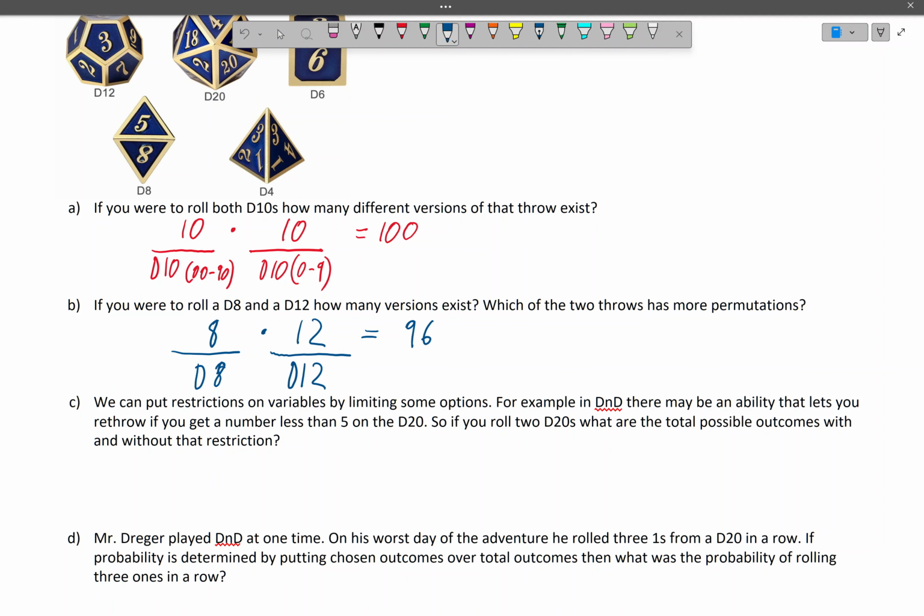So, which version had more options? Well, 10 times 10 was bigger than 8 times 12, even though 8 plus 12 is 20 and 10 plus 10 is 20. We're multiplying here, and so the 2 D10s has more options.